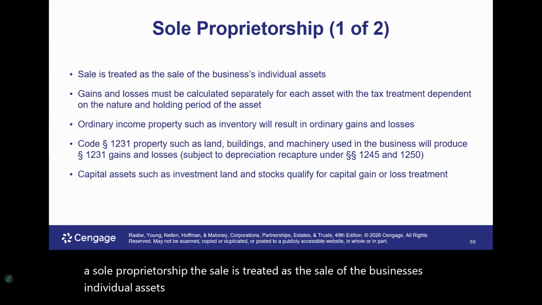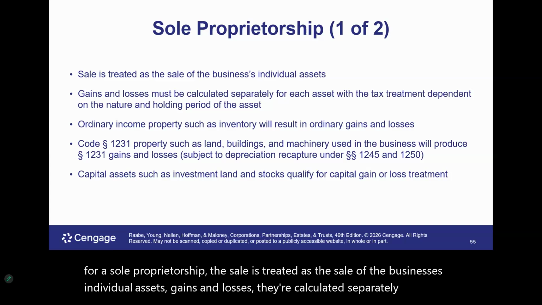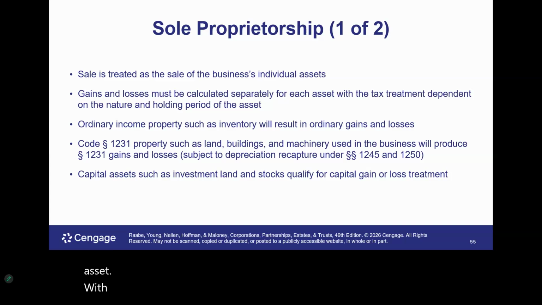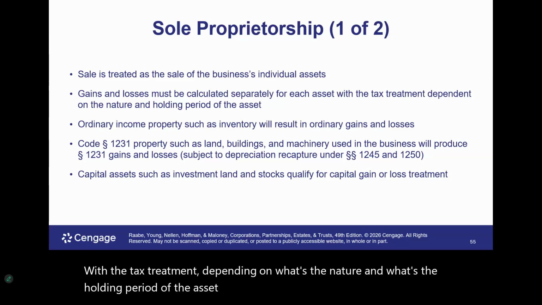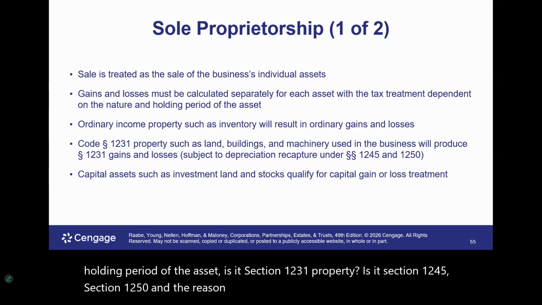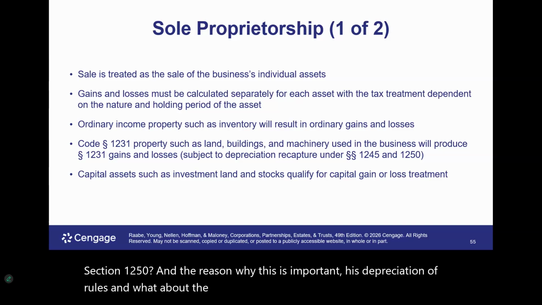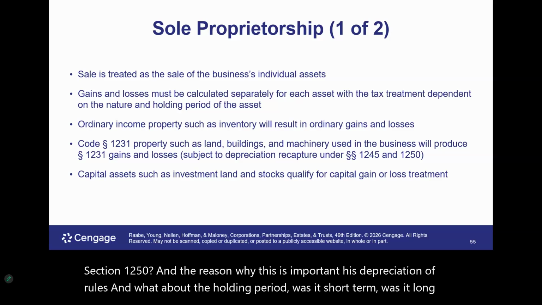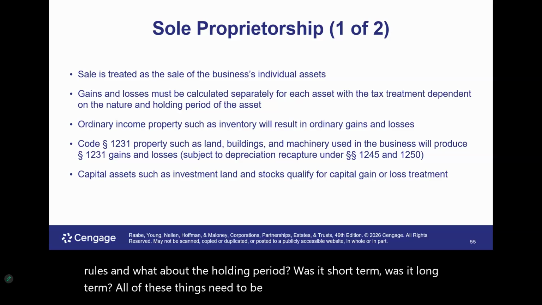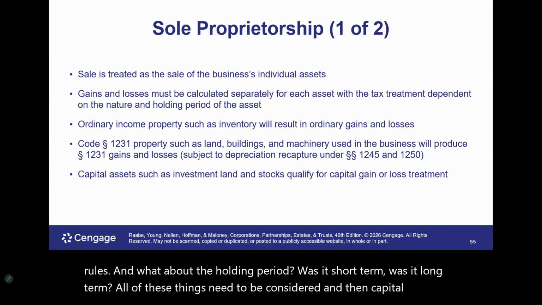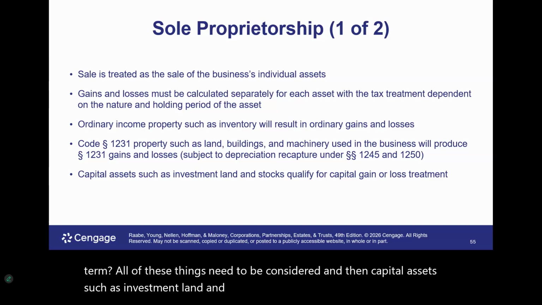Gains and losses are calculated separately for each asset, with the tax treatment depending on the nature and the holding period of the asset. Is it section 1231 property? Is it section 1245, section 1250? The reason this is important is depreciation rules. And what about the holding period? Was it short term? Was it long term? All of these things need to be considered. And then capital assets such as investments, land, and stocks would qualify for capital gain or loss treatment.